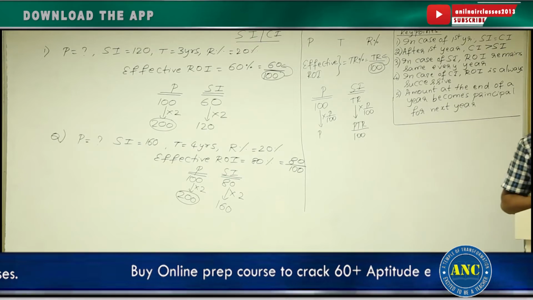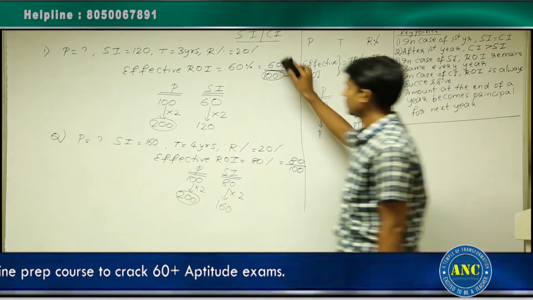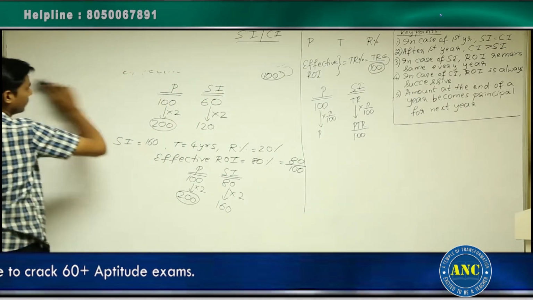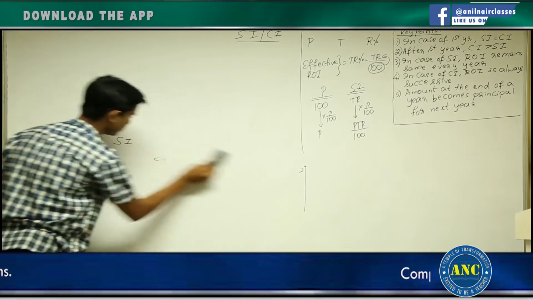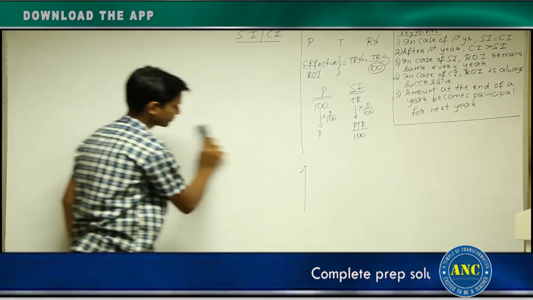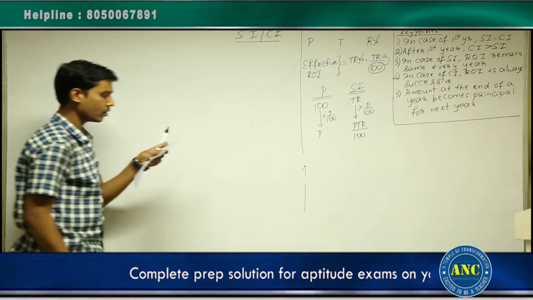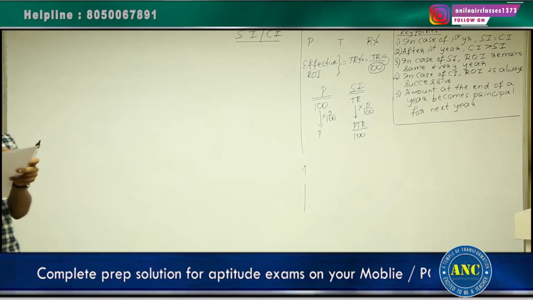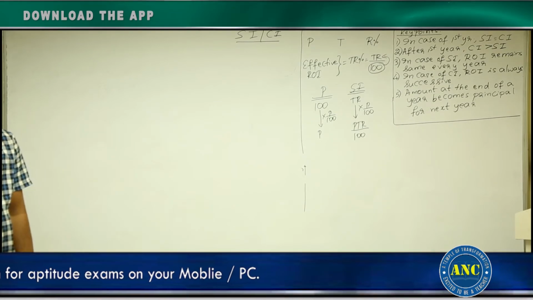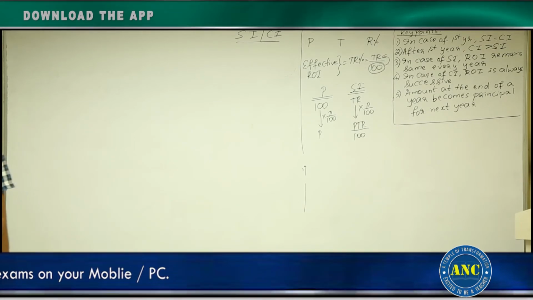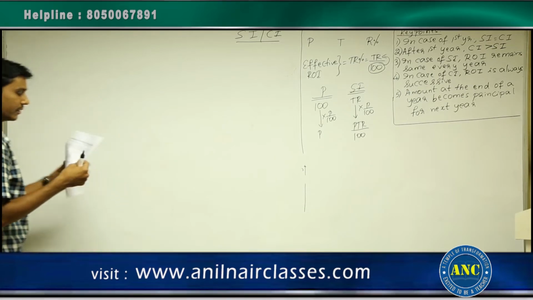Next. Let us move on to the second problem. Please see the second question. A man took a loan from a bank at the rate of 12% per annum, simple interest. After 3 years, he had to pay rupees 7,200 interest only for the period. The principal amount borrowed by him was.